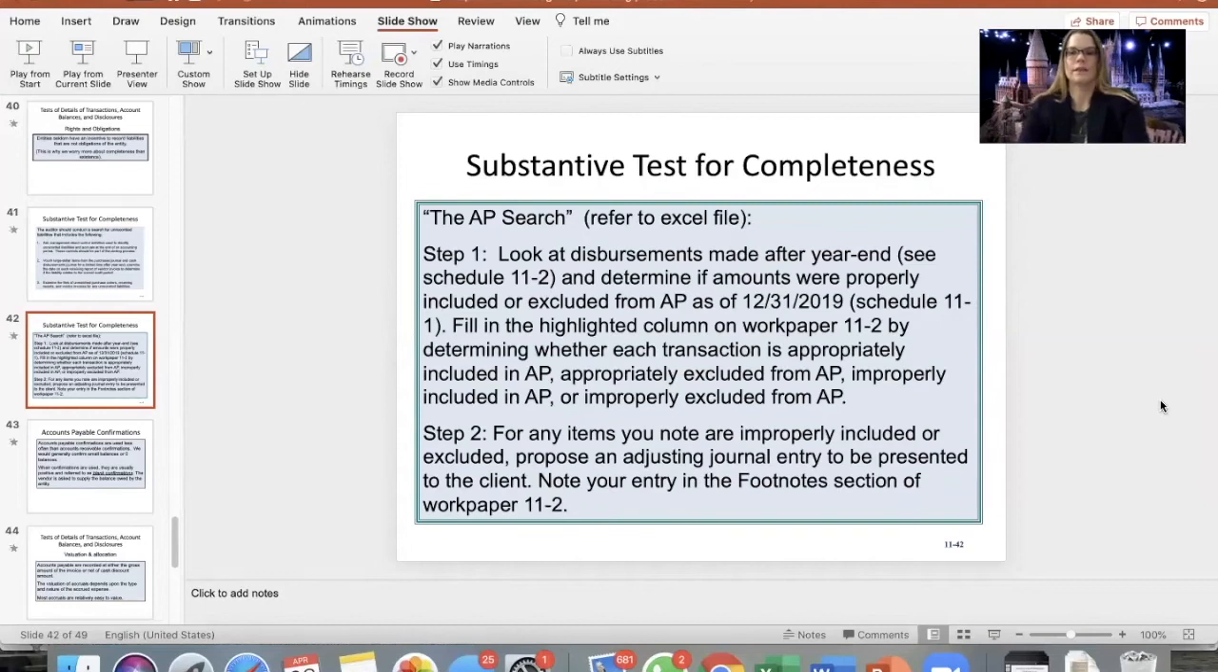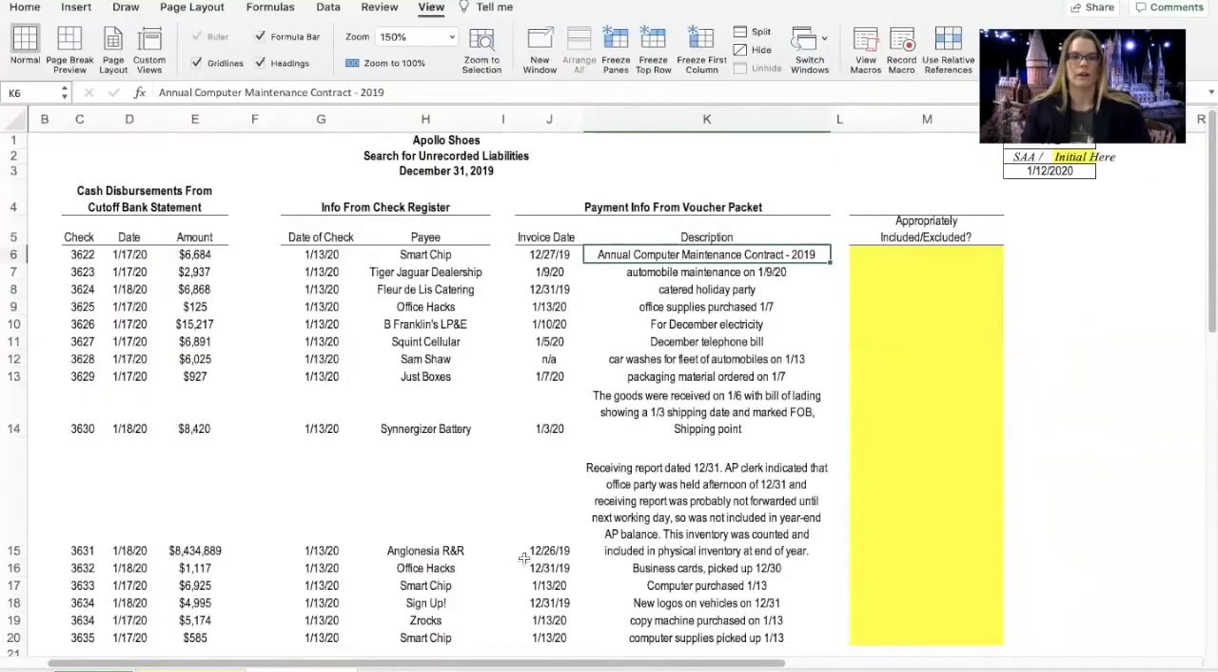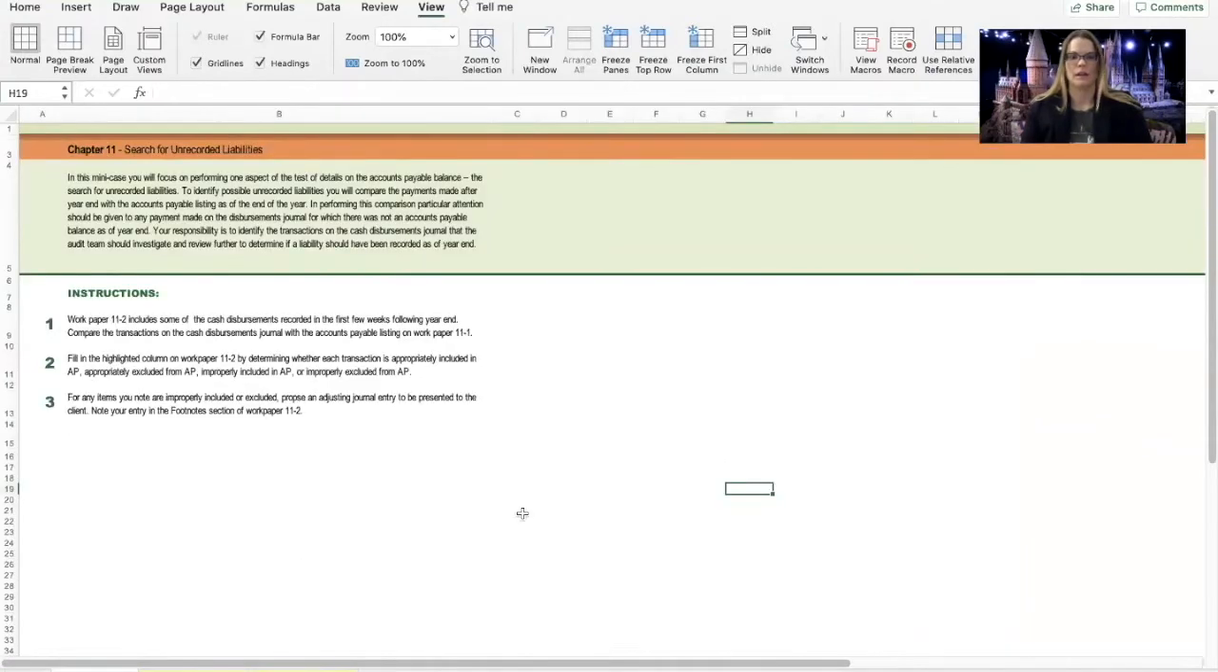Okay, so this next slide talks us through the procedures that we need to do in order to complete the AP search. And if you look, there's the instructions here, and what they're referencing is the Excel file here, which is up under your class assignment for chapter 11. So make sure you go ahead and open this too. It's called Chapter 11 AP Work Paper Unrecorded Liabilities blank.